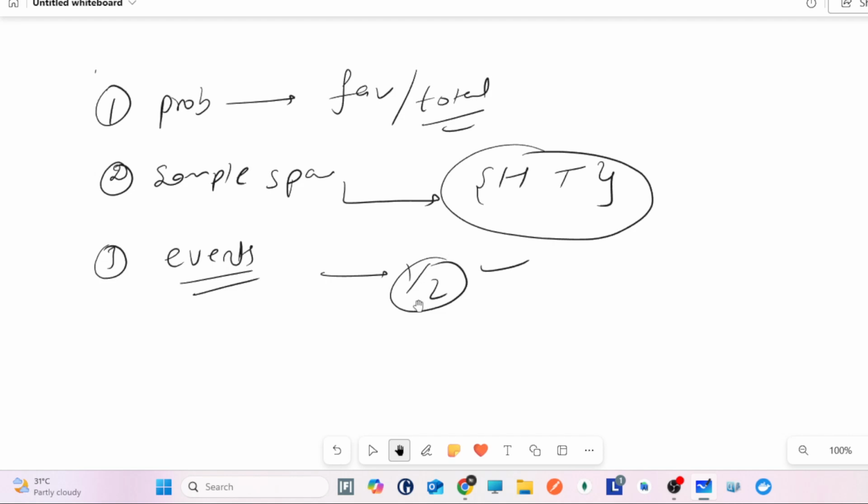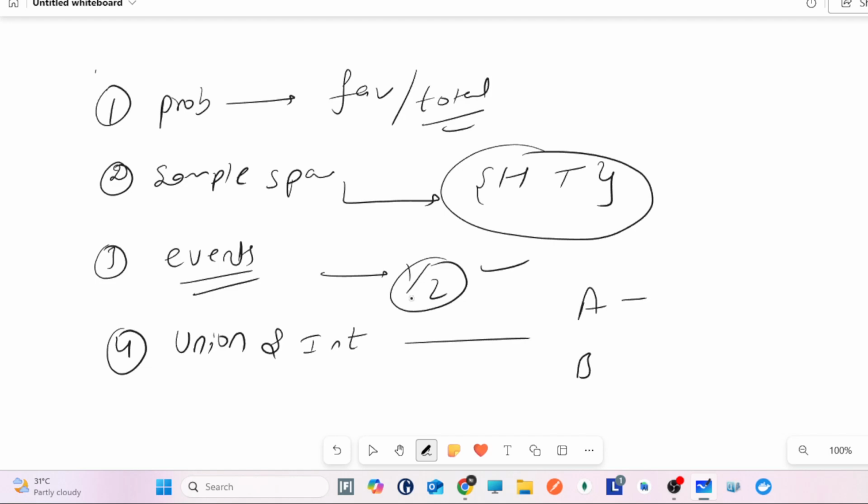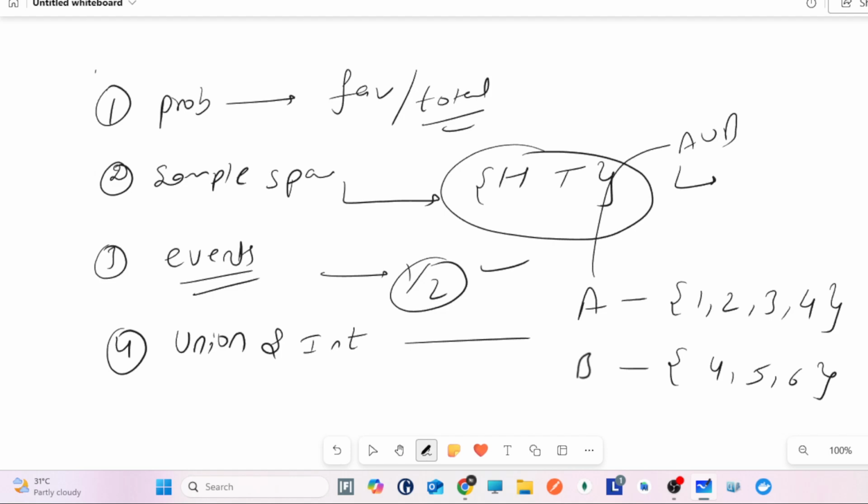The next concept that we discussed is union and intersection. So what is the union? For example, we have two sample spaces A and B. A is nothing but, say, 1, 2, 3, 4, right? And B is 4, 5, and 6. So what is A union B? That is all the unique values: 1, 2, 3, 4, and then 5, and then 6, right?